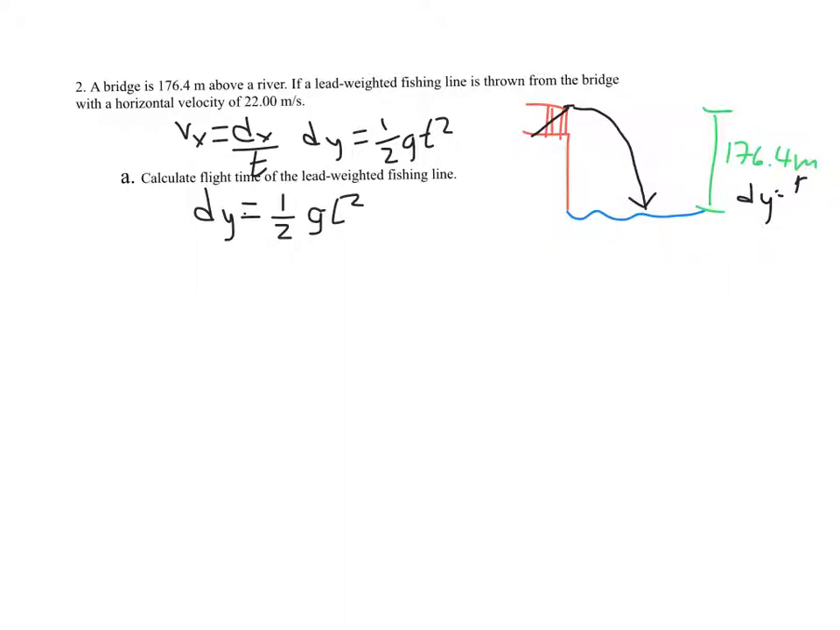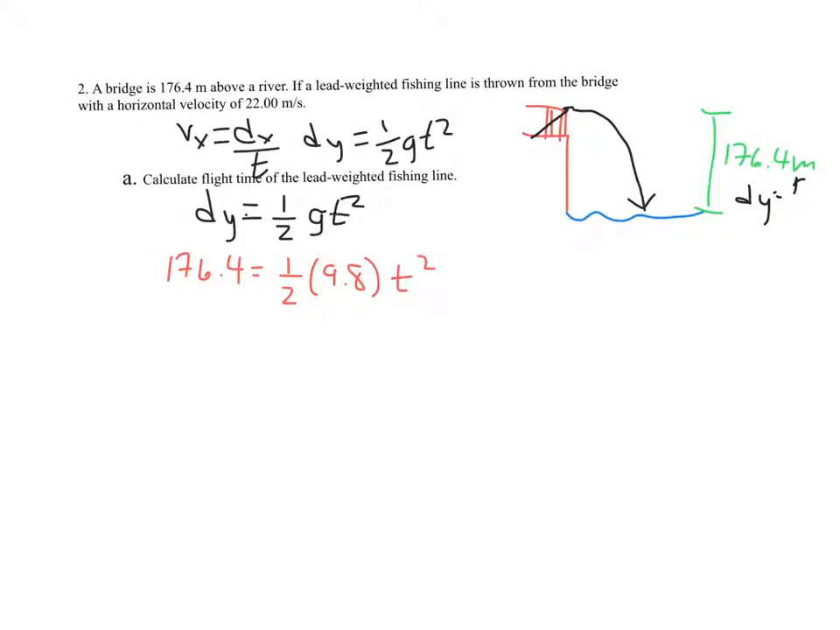So my dy is 176.4. G, remember, is 9.8. And then I have t squared. So you're just going to solve this out just like you would solve any equation. You are going to have to take a square root at the end. But when you do that, you are going to get that t is equal to 6 seconds. So you might be able to guess that this is a very tall bridge.